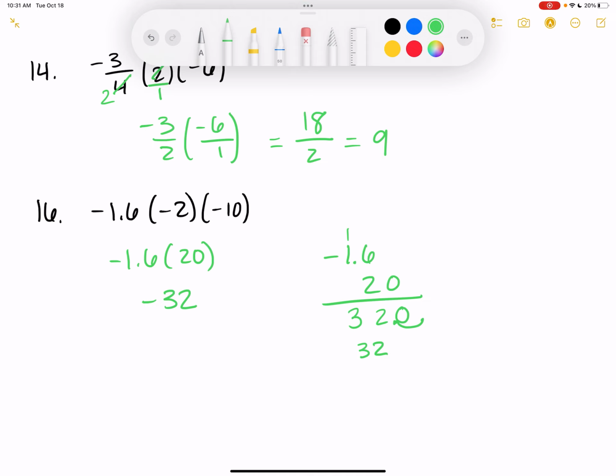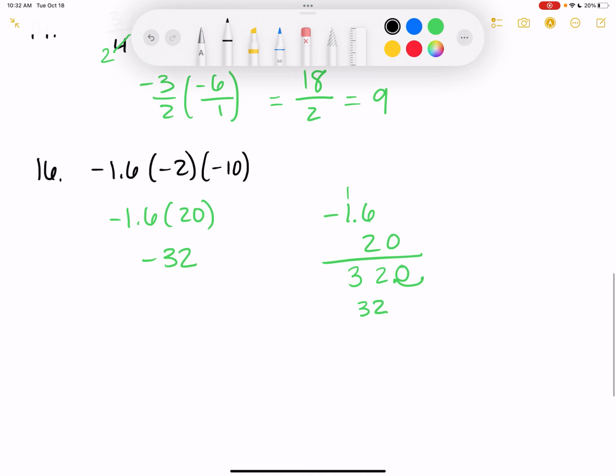All right. The next one just says to find the product. It says something about justify your steps. You don't have to do that part. You just need to do the multiplication. So these ones have variables in them. So 28y times -2 times -8.